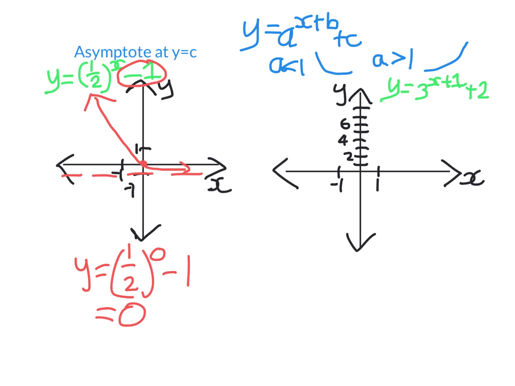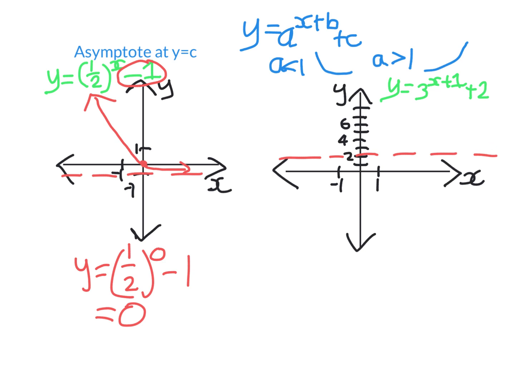So c is plus 2. This is going to be the asymptote. So I'm going to draw an asymptote here, a no-go zone line at y equals 2. 3 to the power of whatever can only be positive. It can never be 0, so y can't equal 2. Y equals 2 along here, the graph can never hit there.